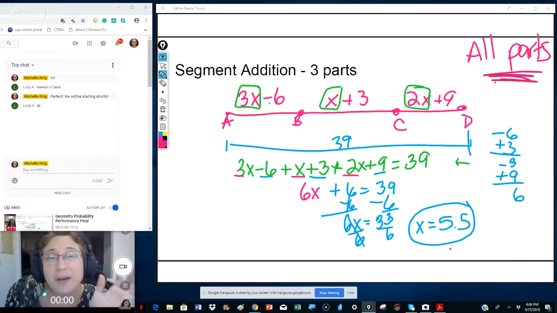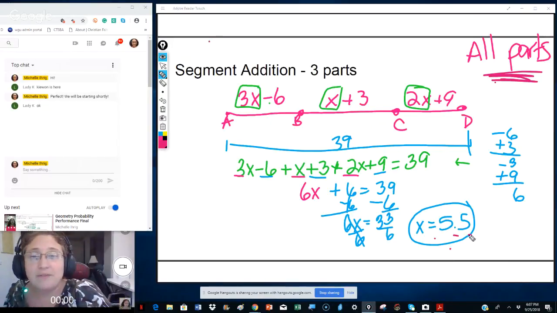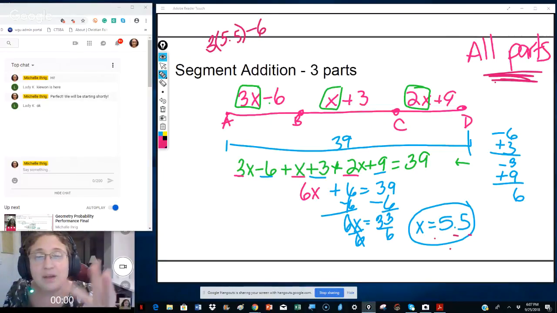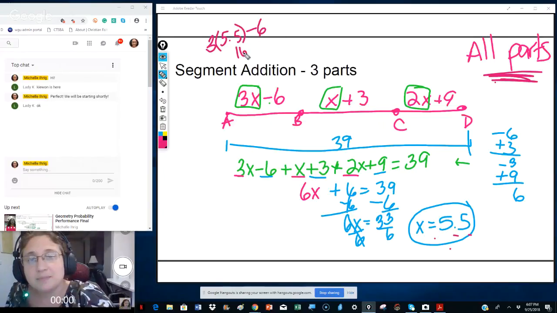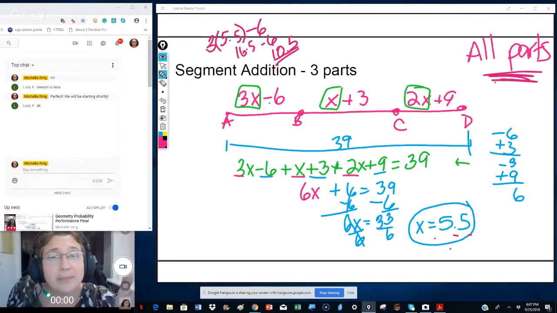So now we have to go back to what we did in algebra, which is substitution. So I'm going to take this 5.5, and now I'm going to have 3 times 5.5 minus 6. On my calculator, 16.5 minus 6. And that's going to give me 10.5 for this first section. I'm doing this in my head. I'm sorry if I get the math wrong, but I think that's correct.